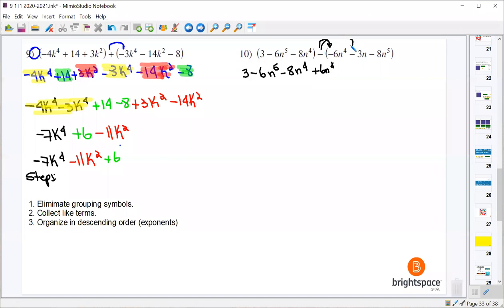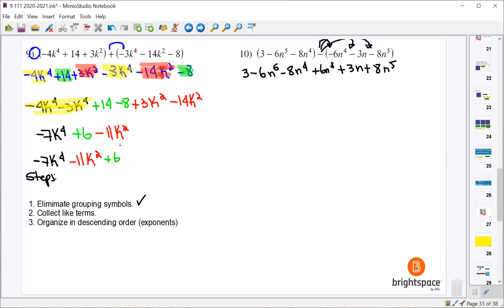And then here, negative times negative, the answer is? Positive. Positive 3n. And then here, negative times negative, the answer is positive again. And you will have 8n to the 5th power. We already eliminated grouping symbols. Now I want to collect like terms, right?